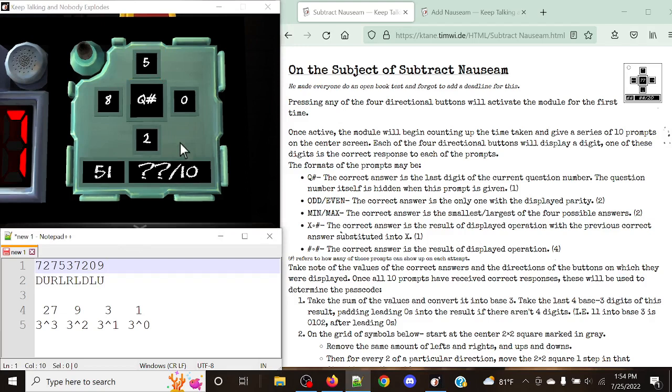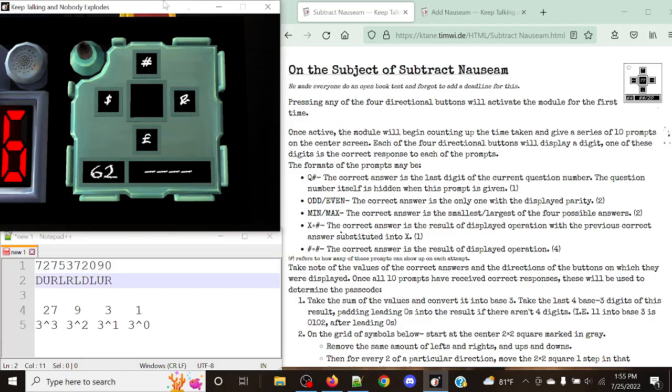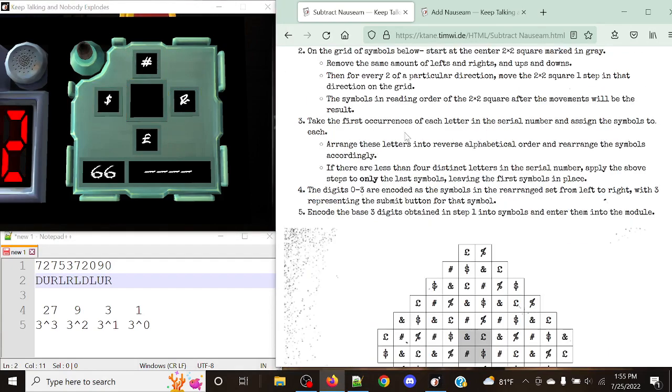For our last question, that was question 10, we're going to use the last digit of the current question number, which is going to be 0, and it's going to be off to the right. And now we're changed into the submission mode of this. We've got the symbols here, and let's get right back into this.